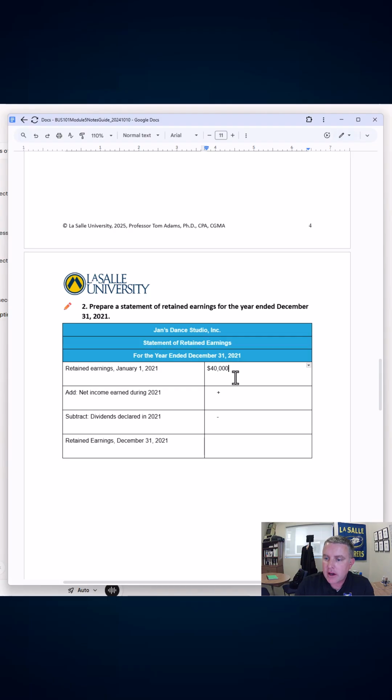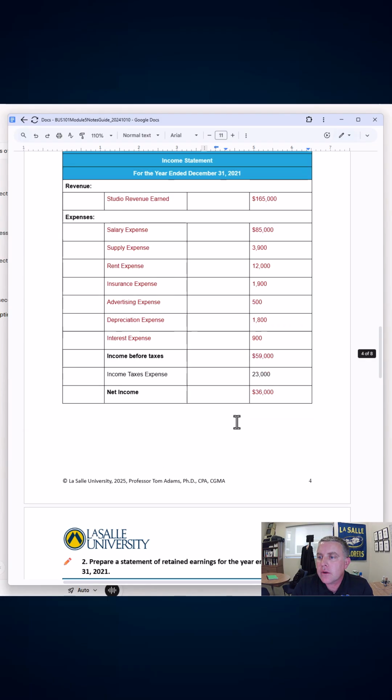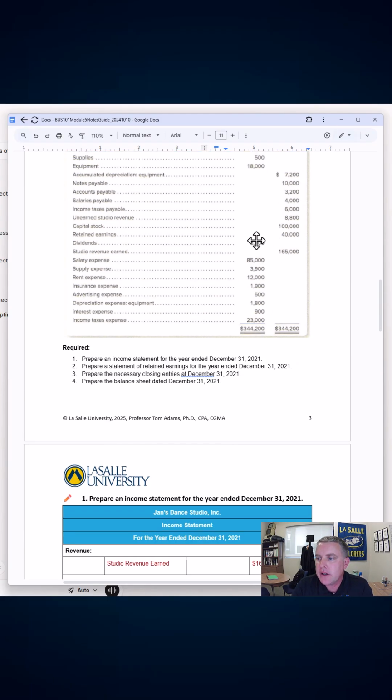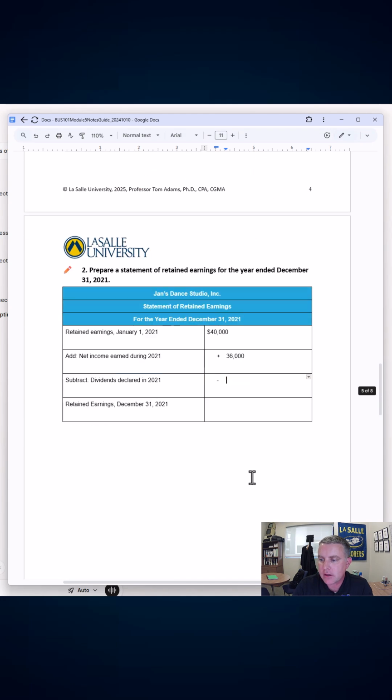Our net income, we just calculated. So net income for this year was 36,000. So I'm going to add 36,000 here. Dividends declared, if we go back to the trial balance, dividends here were $6,000. So I'm going to subtract those, 6,000. And finally, we add up these numbers, and so we have 40,000 plus 36 is 76,000 minus 6,000 is 70,000. And this statement is also done now. So we're done part two.